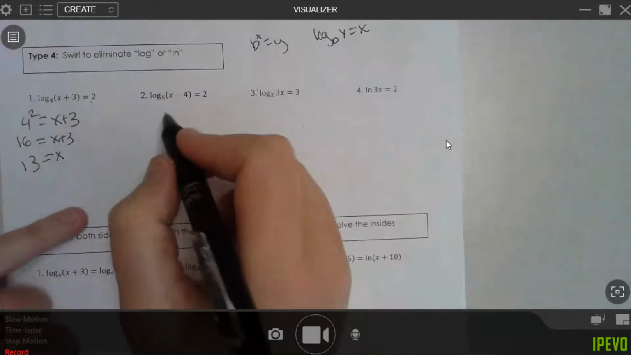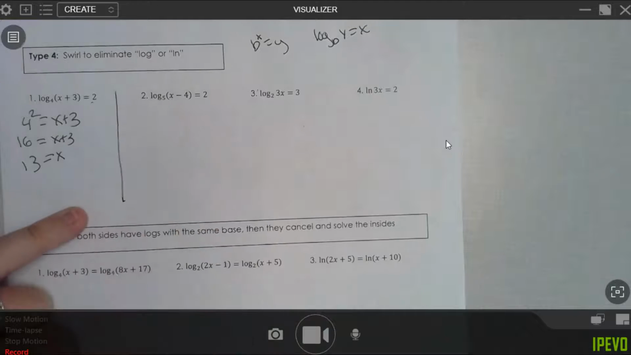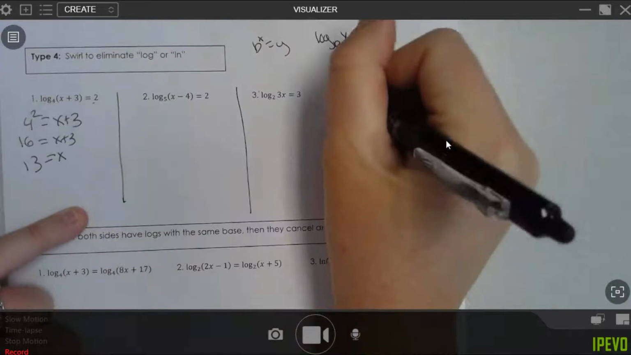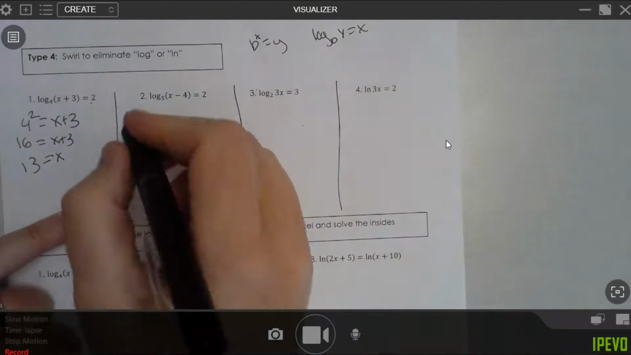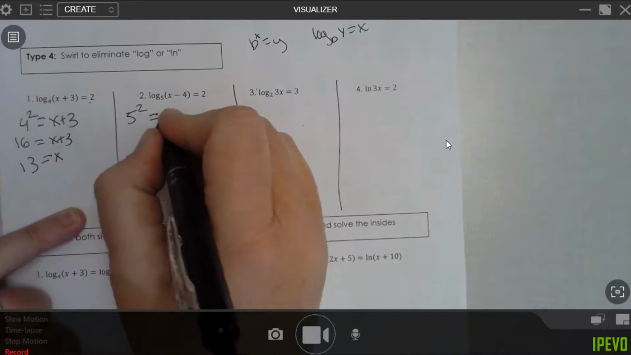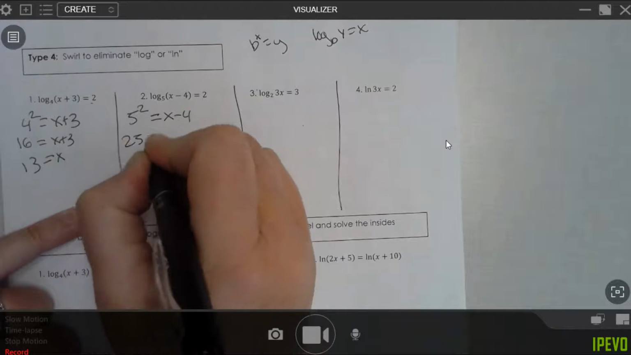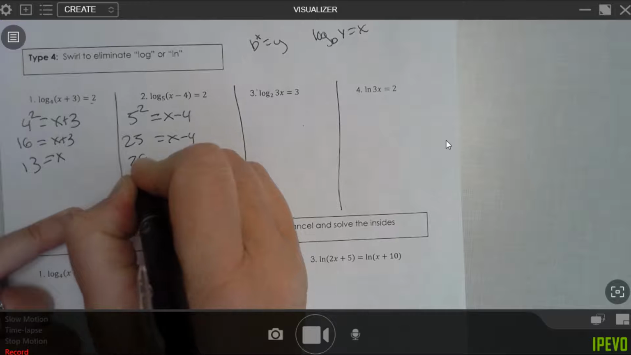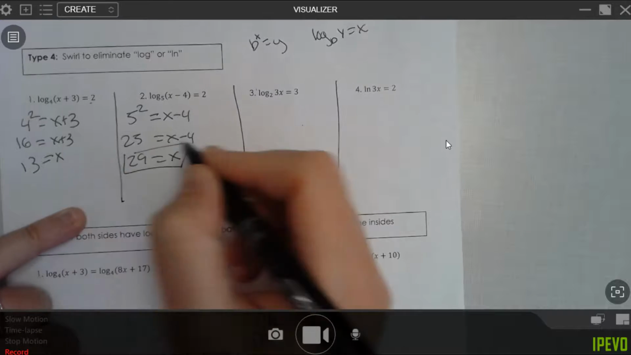All right, this one, try on your own. Pause the video and then come back. So you should have written 25 equals x minus 4. So 29 is your x.